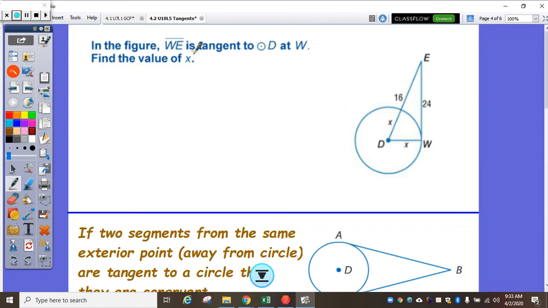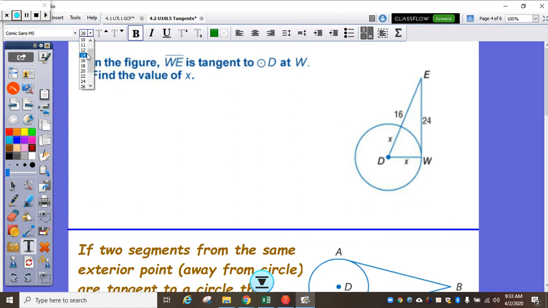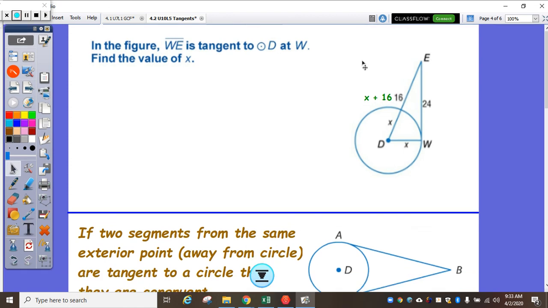Okay, so if I'm looking at how I would do a problem like this, where I have x for this segment right here, this is my radius, and 16 is this segment right here. If I wanted to find the value of x, well, this whole side right here would be x plus 16. That's what the value of this side of the triangle is.